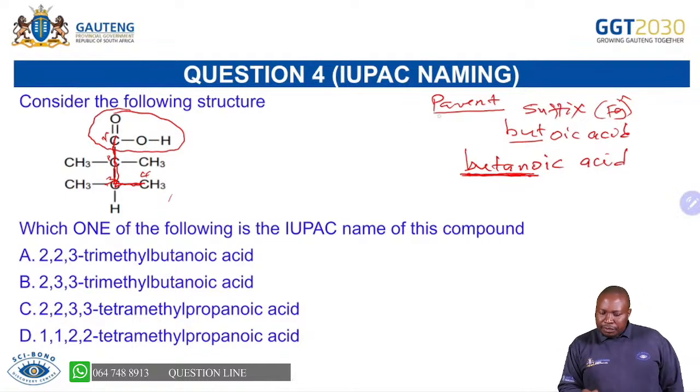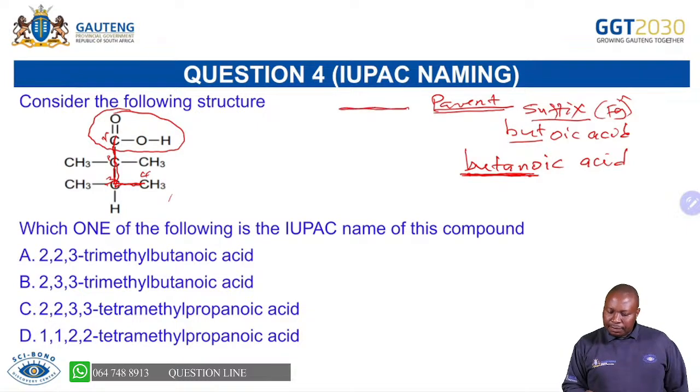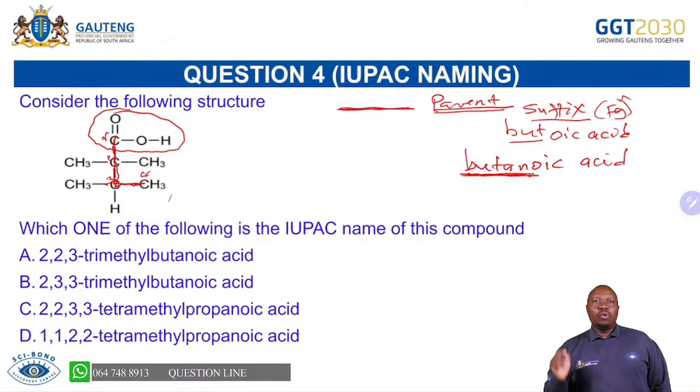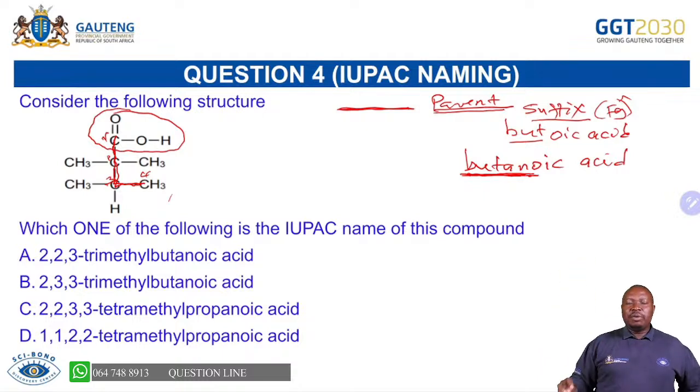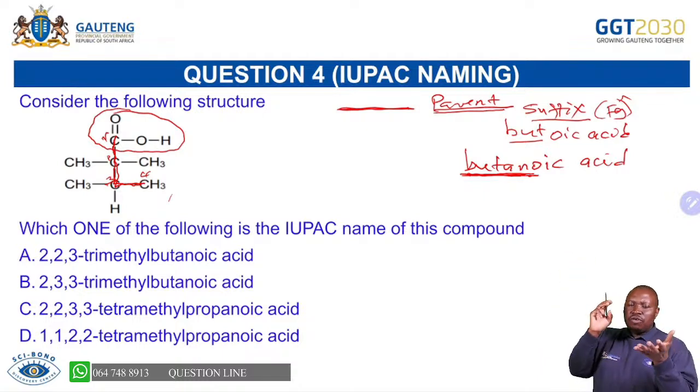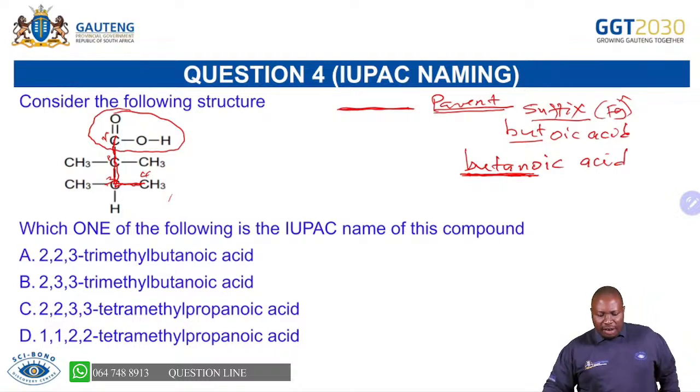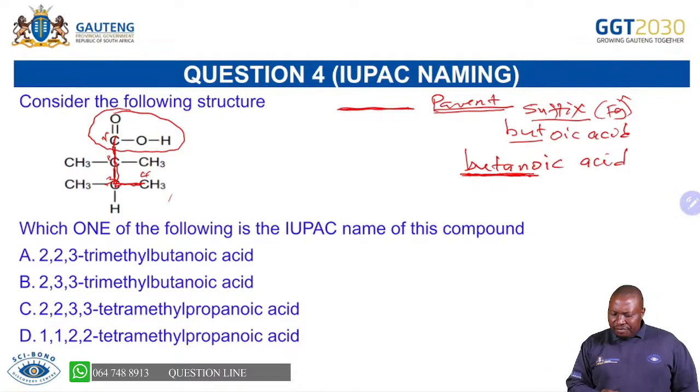Remember, we've done the suffix, we've done the parent. Now we're going to the prefix. What will the name start with? Remember, we said we are looking for substituents. We are looking for halogens. We are looking for methyl. We are looking for ethyl. Now, do we have any? We don't have halogens here, but we have methyl. So we have a methyl in carbon number 2. We have 2 of them. So you see that is a 2,2 already.